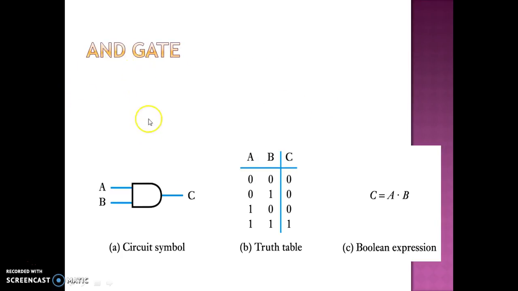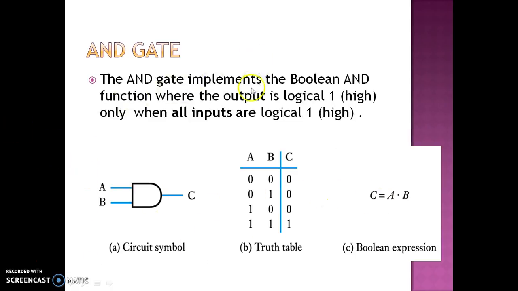Next, we see AND gate. There are two inputs A and B and the output is C. So, in this truth table, if you see, if both the inputs are high level, then only the output becomes high. In all the other conditions, the output becomes 0. So, Boolean expression C is equal to A into B. Therefore, the gate implements the Boolean AND function where the output is logical 1 only when all the inputs are logical 1, that is high level.